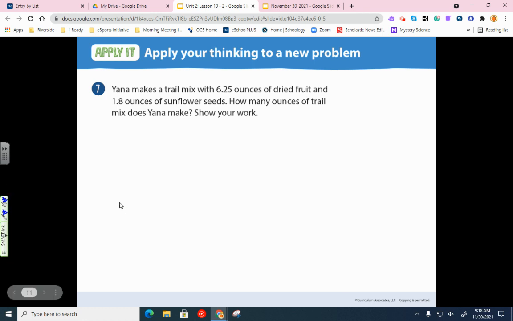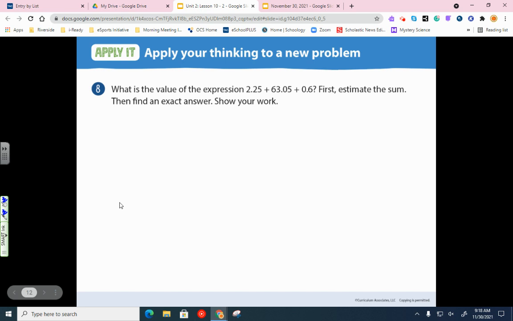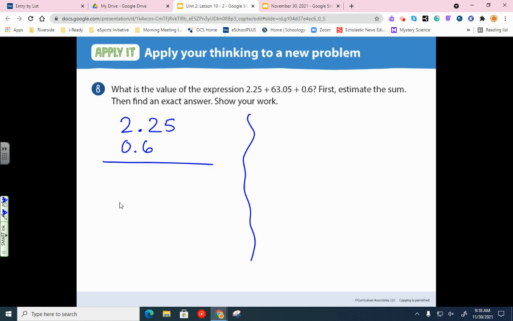All right, for this next one, so we've got 3 different numbers, so I'm going to turn this into a 2-step problem. What's the value of the expression 2 and 2/25, 63 and 5/100 and 6/10? First of all, let's add up our little guys first. 2 and 2/25 plus 6/10. So again, I'm going to just put a 0 there for anybody that's bugged by the empty space. So I got 5 in the hundredths, I've got 8 in the tenths, and I've got 2 in the ones.